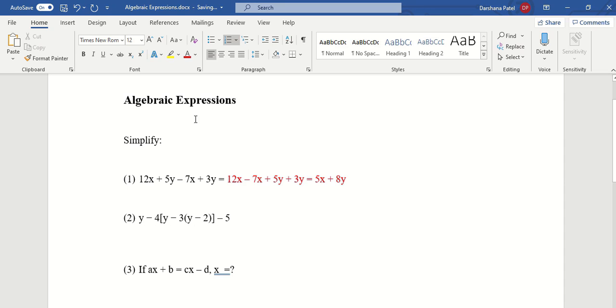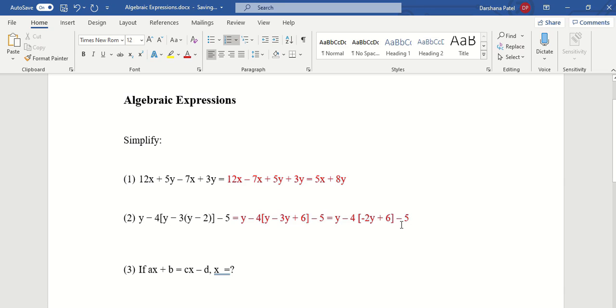For the second one, now here we will simplify the brackets first. So we will say y subtract 4 bracket y subtract, now 3 gets multiplied into the bracket, so we get negative 3y plus 6 plus, because negative 3 times negative 2 will give us positive 6, bracket complete, subtract 5. Simplifying furthermore, we get y. Now 4 gets multiplied in the bracket, or you can leave 4 as it is for now and simplify inside the bracket. y minus 3y will give us negative 2y, 6 stays 6, subtract 5.